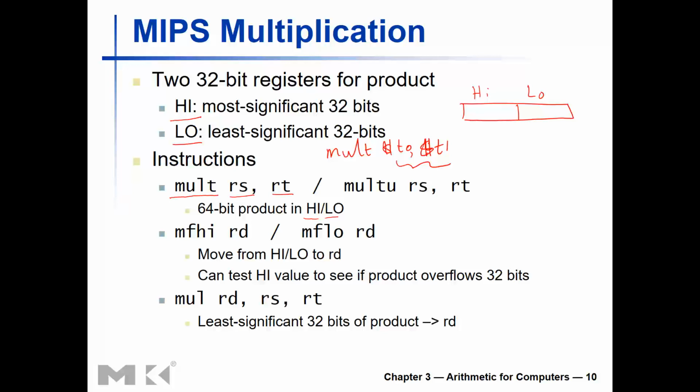Then, how can I access these two registers? You use the instructions move from high and move from low. If you want the high part of the result to go to s0, you do move high to s0, and you take this result and put it in s0. Then you say move low to s1, and you move the low result to s1. You cannot access the high and low registers without these two instructions.